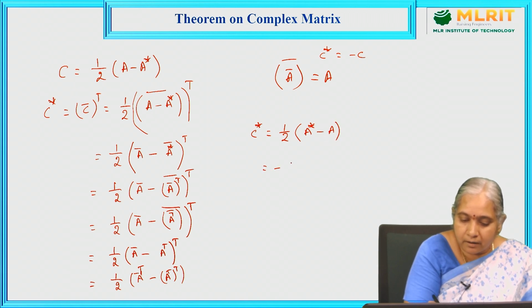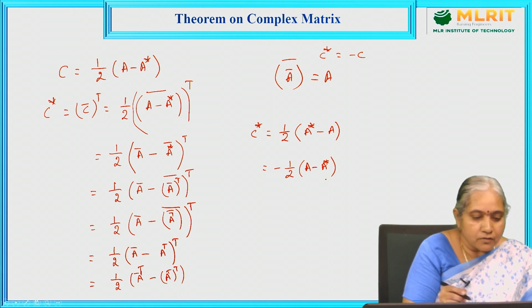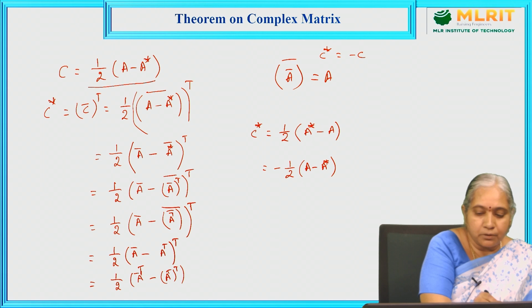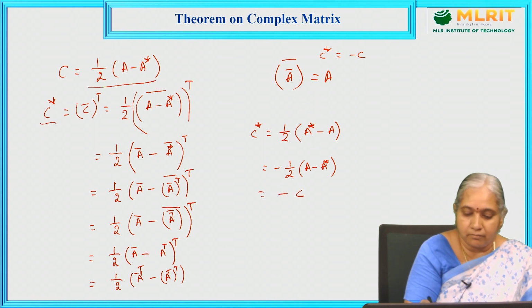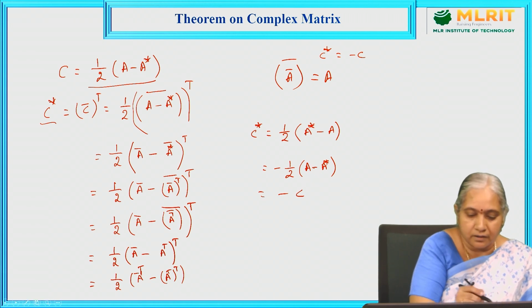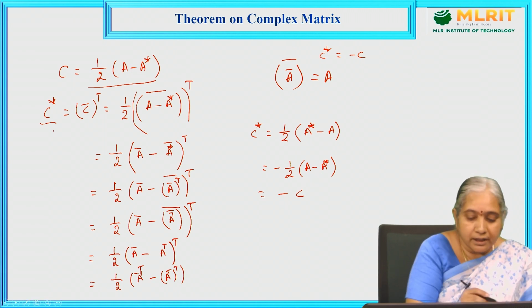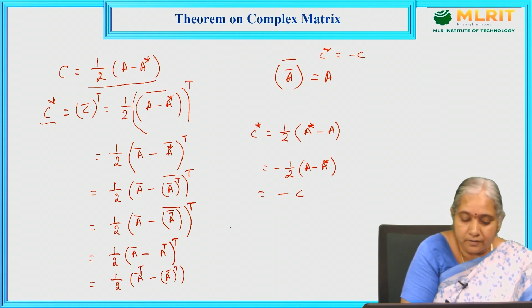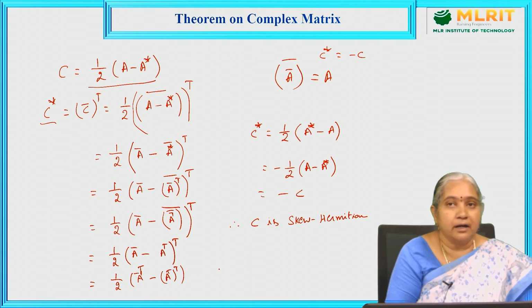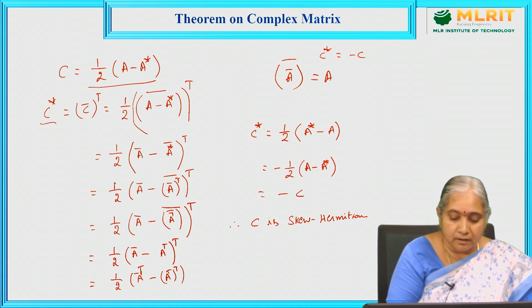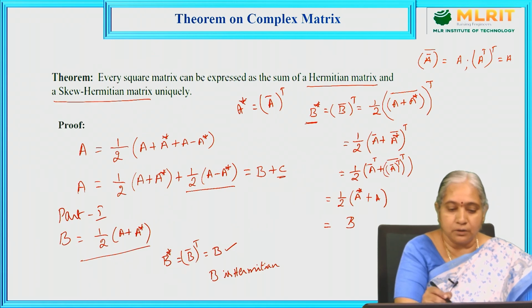Now take minus common: minus 1/2 into A minus A star. So what is C? C is 1/2 into A minus A star. Now we got C star equals minus C. The property C star equals minus C is satisfied. Therefore, C is a skew Hermitian matrix. Therefore, every square matrix can be uniquely expressed as the sum of a Hermitian and a skew Hermitian matrix.